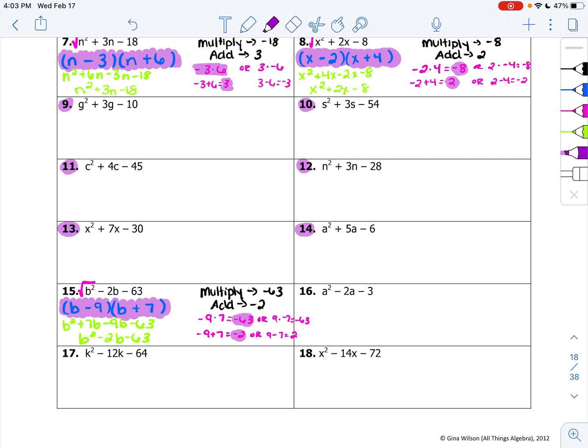So again, when you have negative terms, I highly recommend that you use the FOIL method to double check your work. Go ahead and highlight numbers 16 through 18.